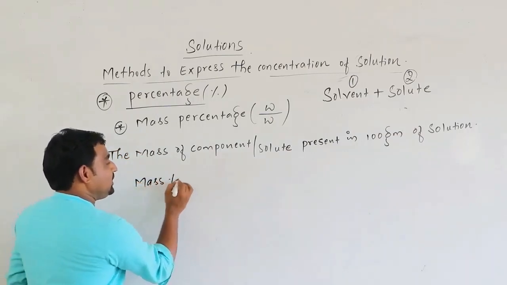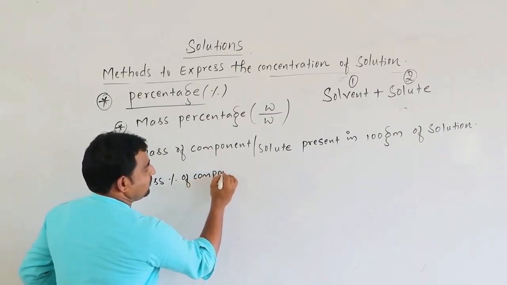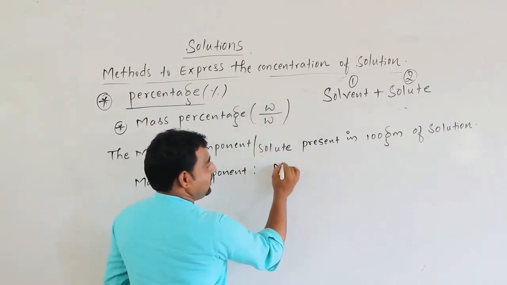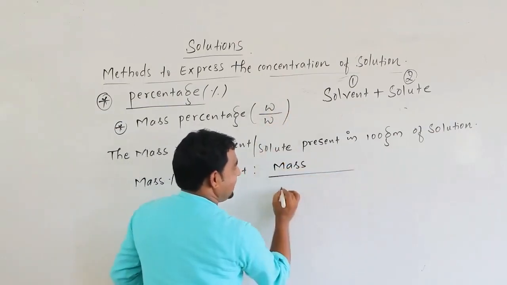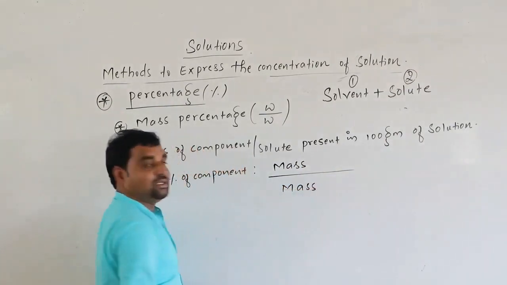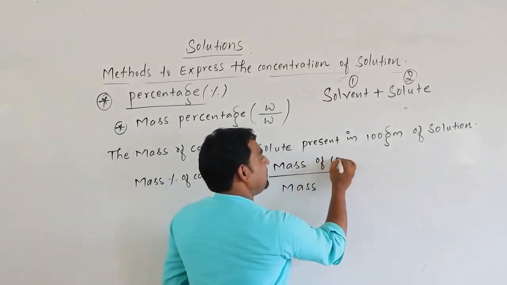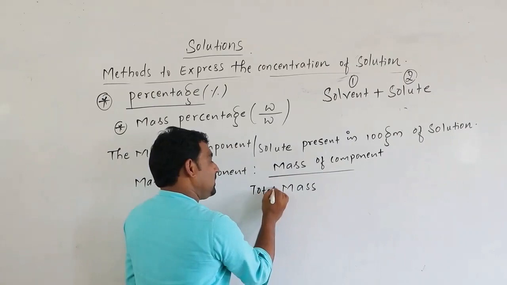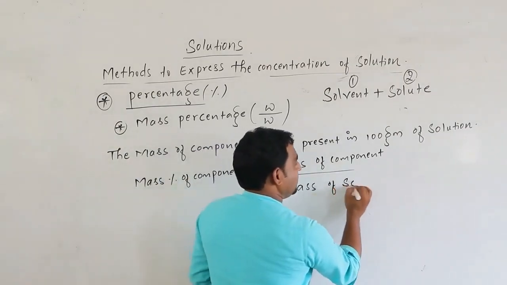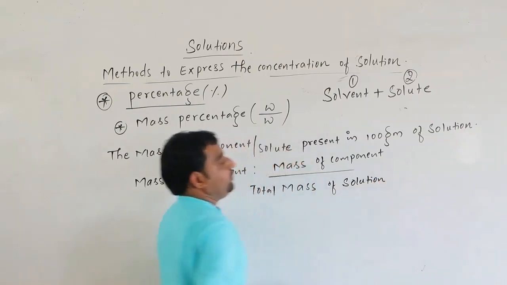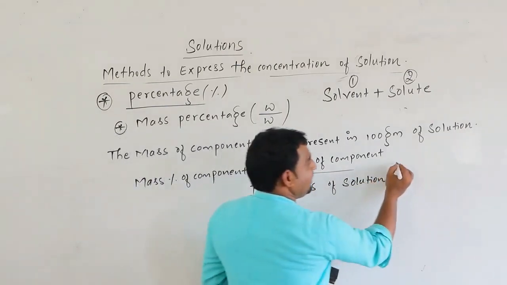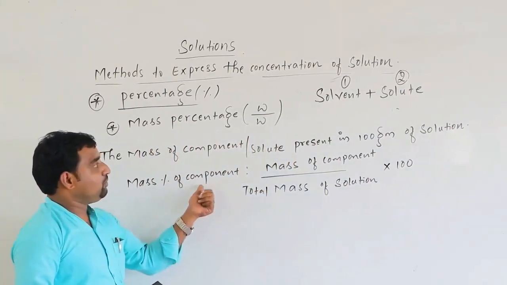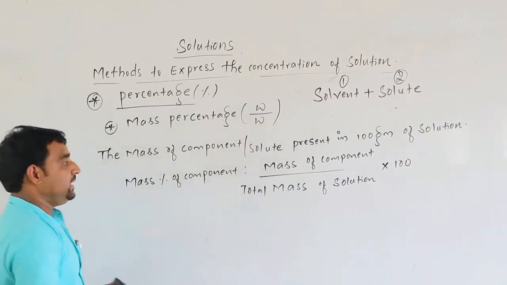So how to calculate the percentage of this one? Mass percentage of component is equal to, very simple, numerator mass divided by denominator mass. So the mass of solute or component divided by the total mass of solution. If you want to calculate the percentage, we have to multiply by 100. So this is the formula to calculate the mass percentage of a component, that is W by W. For example, you can take this.